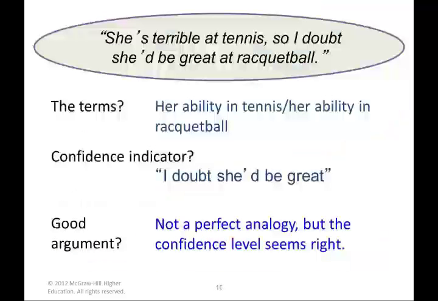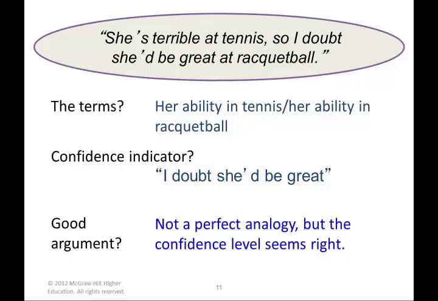Okay. All right, let's try another one. She's terrible at tennis, so I doubt she'll be great at racquetball. What are the two analogs or the two terms here? Well, it's this girl's ability to play tennis and her ability to play racquetball. What's our confidence level? Notice they're saying, I doubt that she'll be great. Now, when we doubt something, we're saying it's certainly possible. We're not saying it's certain. We're not saying it's likely.